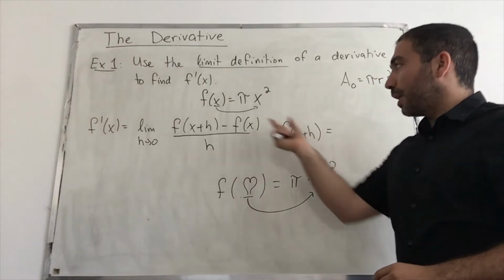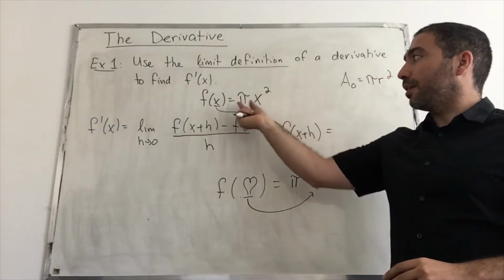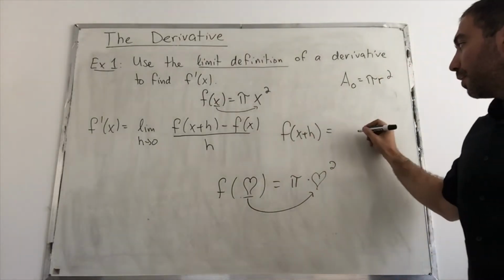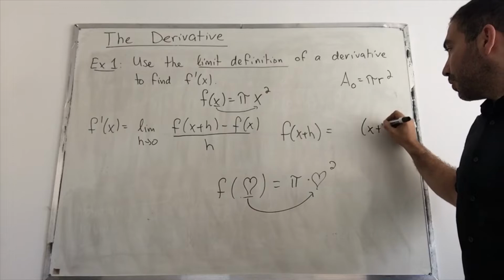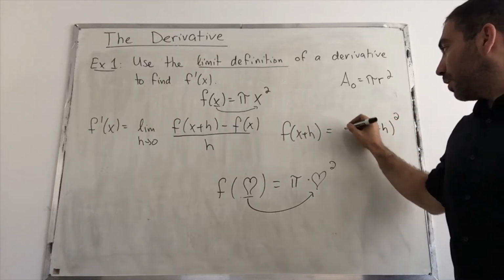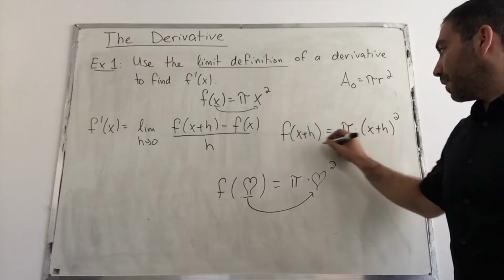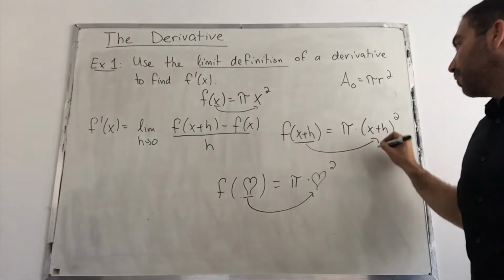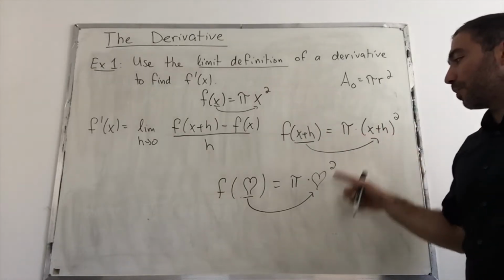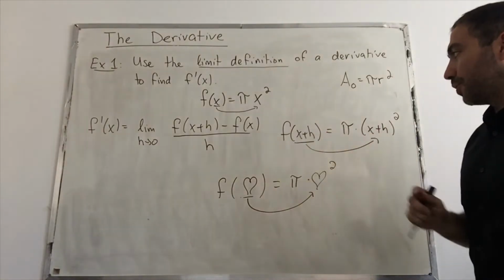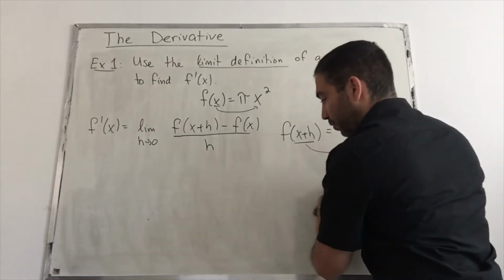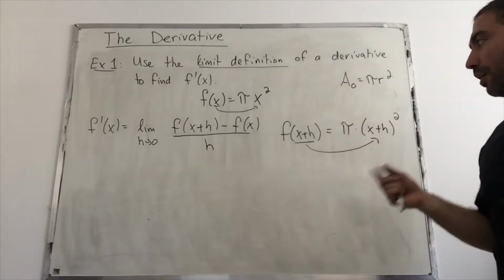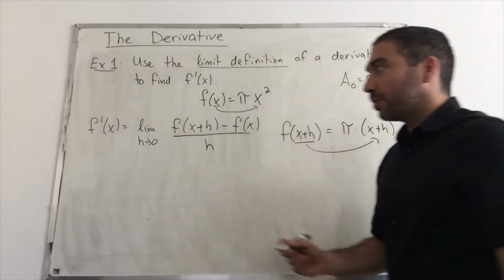Same idea. Whatever's in the bracket, we're just going to square it, and then in the front of it, we're going to multiply it by pi. So we're going to have x plus h in brackets squared, and then times pi. Same idea. Whatever's in here, we just moved it here. We squared it and then multiplied it by pi. This is the composition. Okay. So once you have this part done, the rest is just computational.